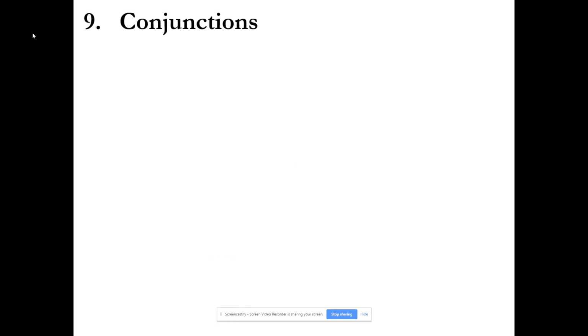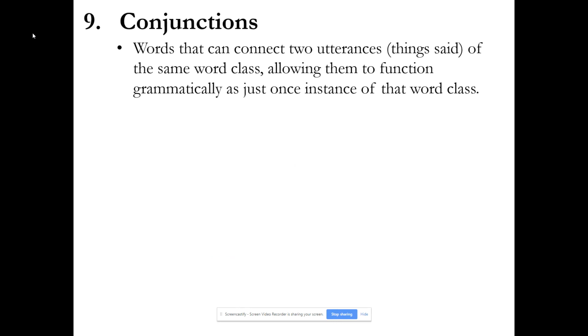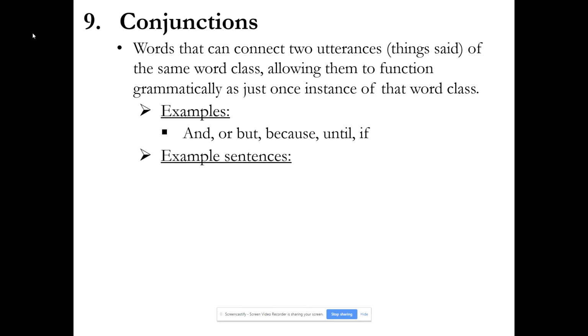Alrighty, conjunctions. Conjunctions are words that can connect two utterances, right? Utterances, of course, are just things said, as I mentioned earlier. So you can connect two utterances of the same word class, allowing them to function grammatically as just one instance of that word class. So examples: and, or, but, because, until, if, right?